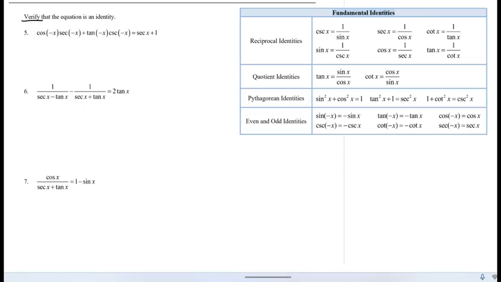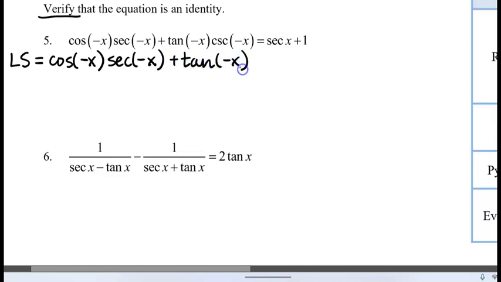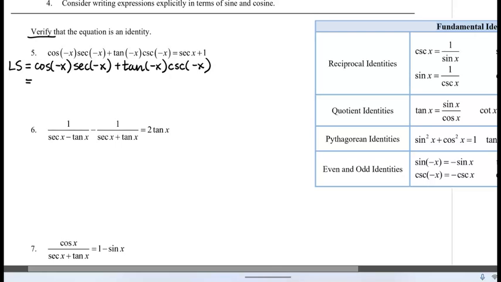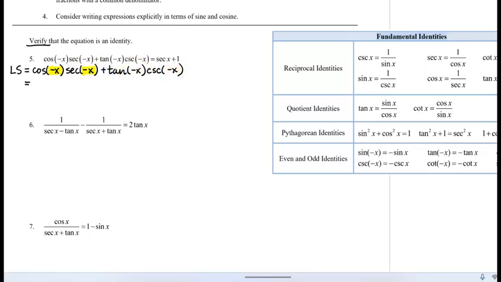So we are going to start off with the left side of this expression, which is cosine negative x, secant negative x, plus tan negative x, multiplied by cosecant negative x. And we want to simplify this down to show that this is equal to secant plus 1. So first thing I'm going to do before I start switching things to sine and cosine is I'm going to get rid of all these minus x's that are on the inside of those trig functions.